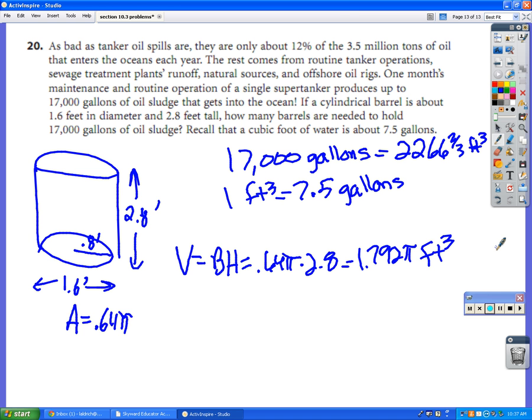How do we figure out how many barrels we need if this is a total of 2,266.6? Divide it. So I need to divide this by 1.792 pi. Let's figure out what this is without the pi in there first. So multiply that by pi for me, will you, Haley? 5.6. Okay, so that's really 5.6 cubic feet of storage that they have.